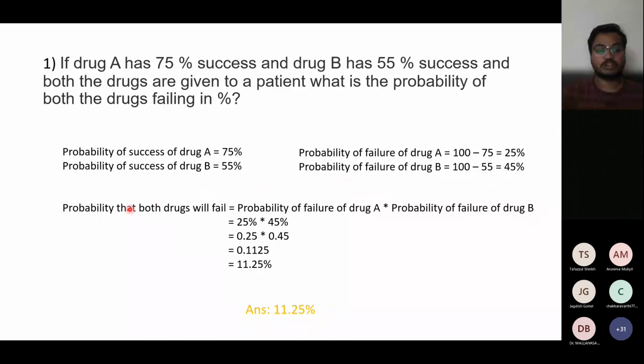Then the probability that both of the drugs will fail will be the probability that drug A fails multiplied by the probability of failure of drug B. So what we have here is 25% multiplied by 45%, which turns out to be 11.25%. Is this clear?